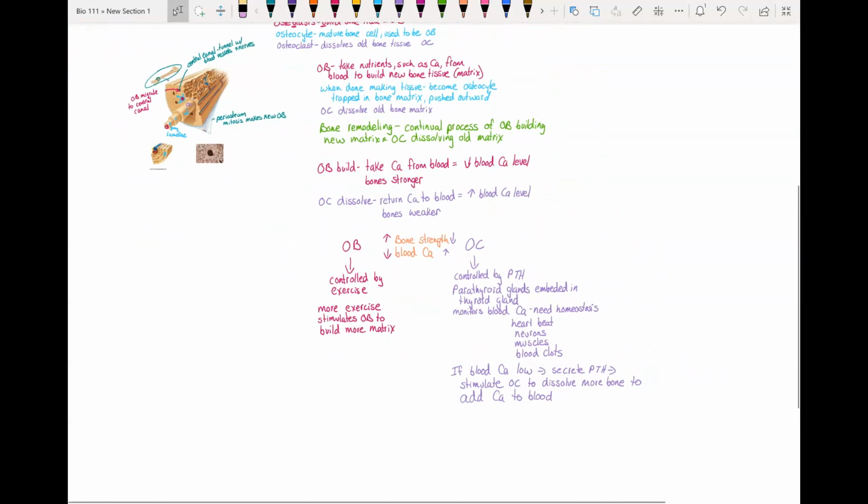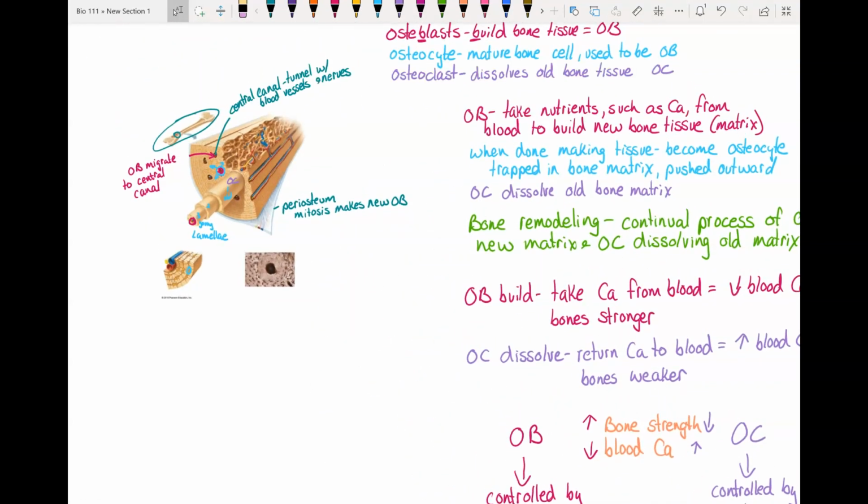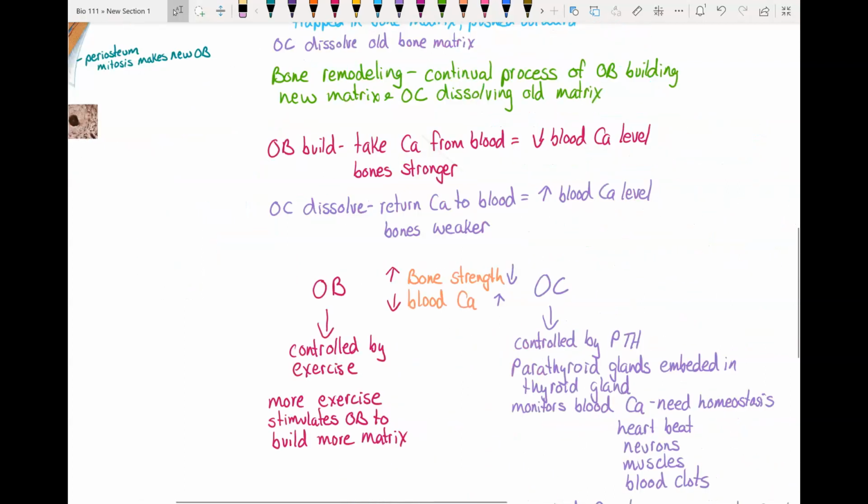So let's put this all together in the big picture. Remember, we said your bones are constantly changing, they're remodeling. You have osteoblasts that build new bone tissue. You have osteoclasts that get rid of old bone tissue. How much bone tissue you actually have is a balance between the activity of these two cells because they're doing the opposite of each other.